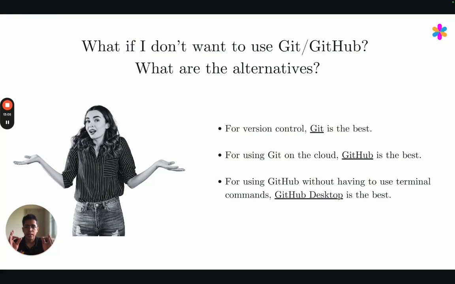And for using GitHub without having to use terminal commands, using a graphical user interface, GitHub Desktop is the best. So just understand these three names: Git, GitHub, and GitHub Desktop. The rest of this course will cover each of these three items separately in full detail. We'll be going through hands-on examples so that if you walk through the entire course content with us, you will feel very comfortable. So bottom line, we don't recommend any alternatives.